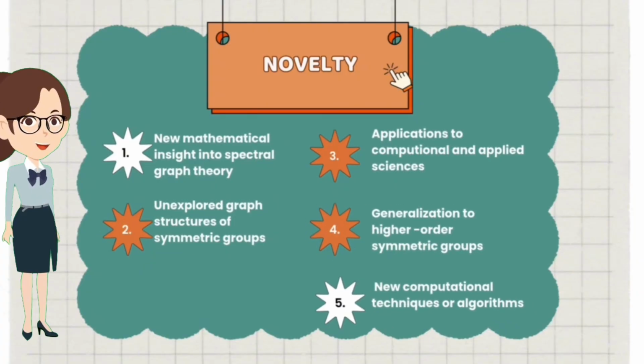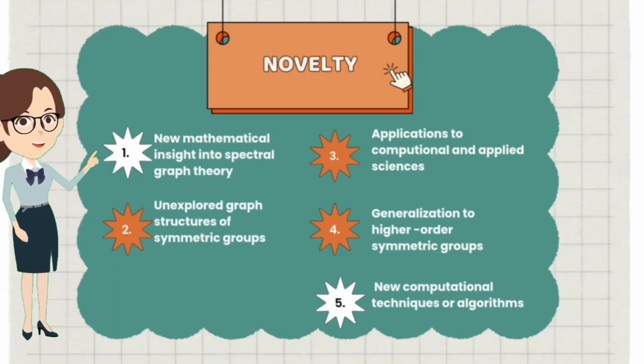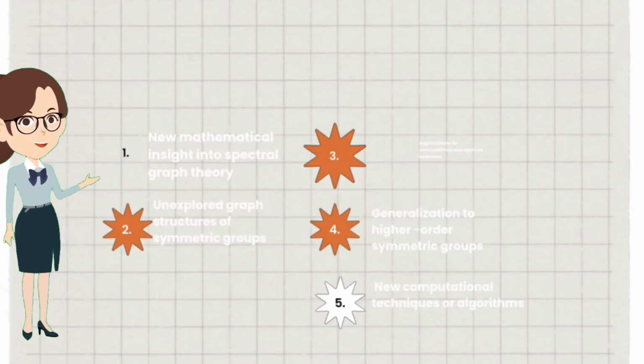Novelty of research. This study provides new mathematical insight for S3 and S4 in spectral graph theory, exploring an unexplored graph and linking this finding to cryptography, quantum computing, and network science. It generalized to higher order groups and introduced new computational algorithms, significantly advancing both theory and practice.